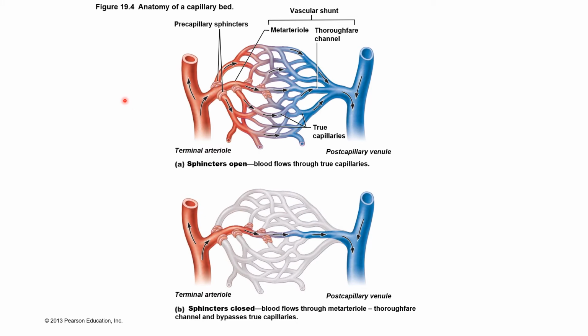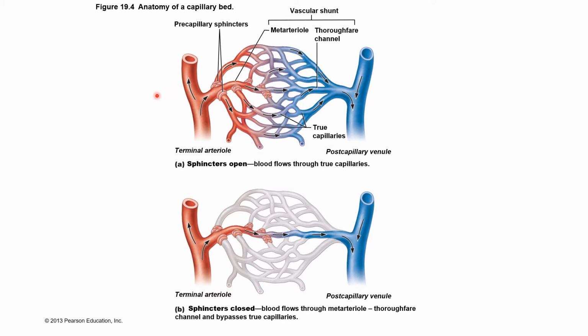This is the arteriole, and we refer to it as the terminal arteriole. So it's the terminal, kind of like it's the last one before you hit that capillary bed. Those capillaries right here, we refer to them as the true capillaries, and this is going to be a venule. And if we want to be more precise with the name, we call it the post-capillary because it's after that capillary network, so the post-capillary venule.